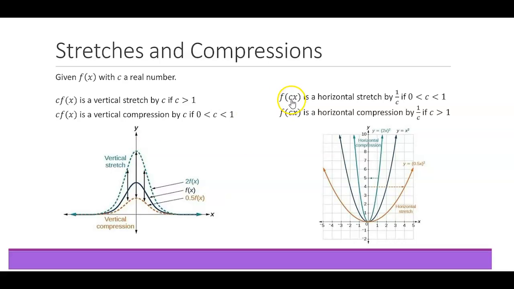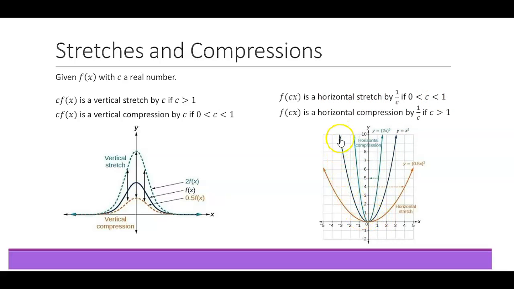Now, if I multiply by a c inside with the x, now I'm affecting things horizontally. So I would have a horizontal stretch by 1 over c, by the reciprocal, if c is between 0 and 1. So I would have a horizontal stretch by 1 over c if I now have a number between 0 and 1 like a half. I'd have a horizontal stretch by 2.